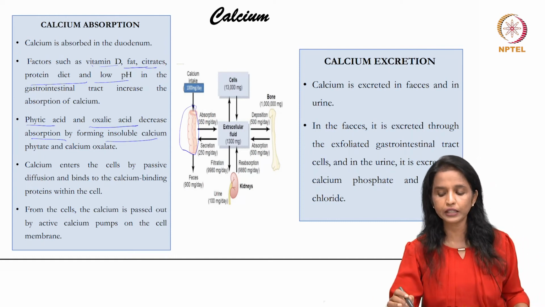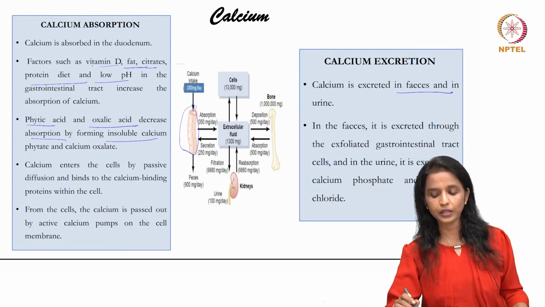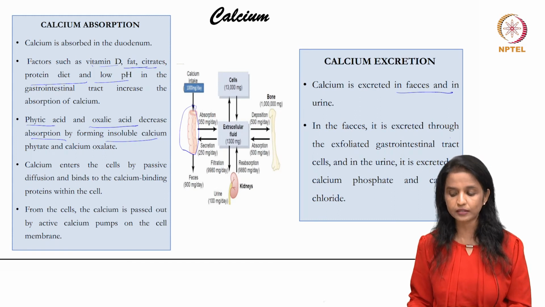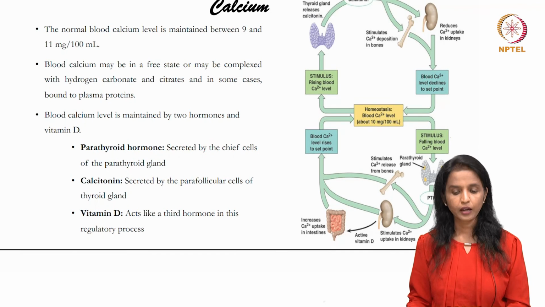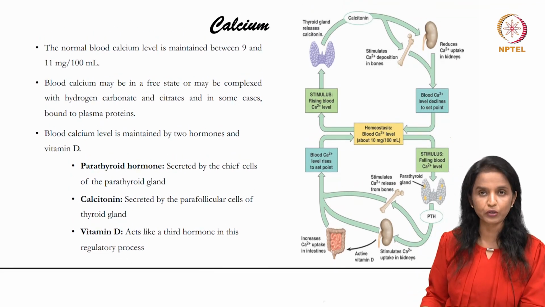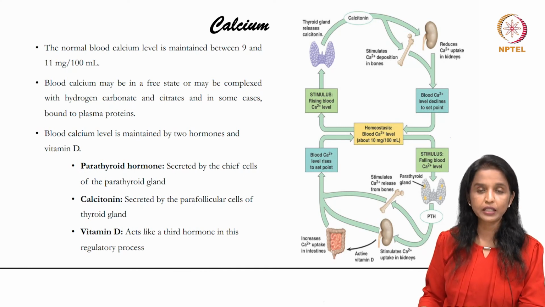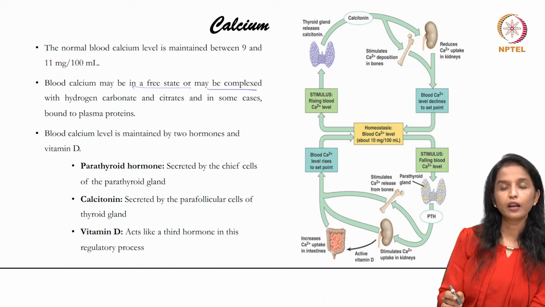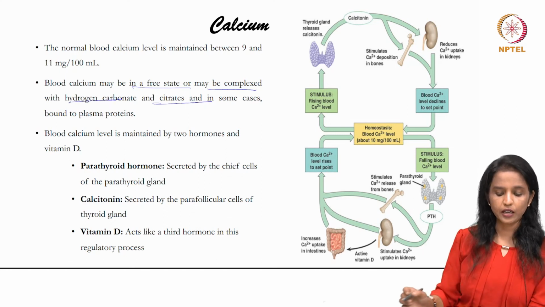Further, calcium is excreted in the urine and the feces. It is excreted through the exfoliated gastrointestinal cells, as calcium phosphate and calcium chloride. Then we have the calcium ions. The normal calcium ion level is about 9 to 11 milligrams per 100 ml, and blood calcium is usually in a free state, or it might be conjugated with hydrogen carbonate and citrates.